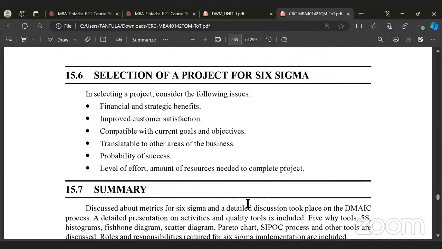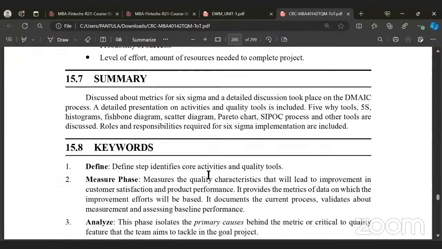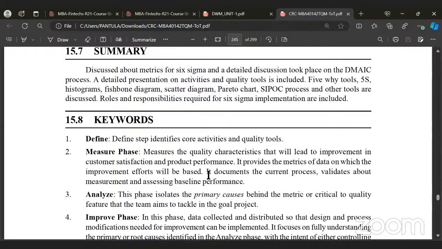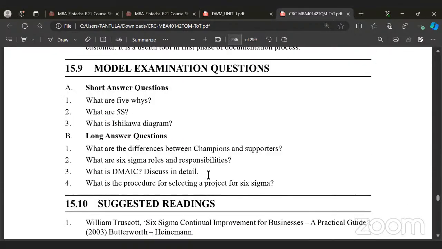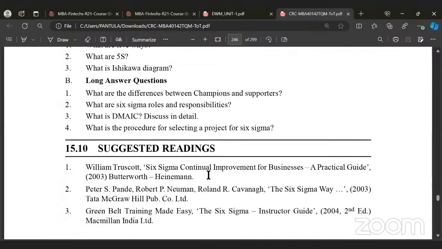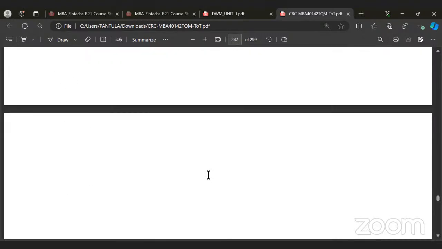Then selection of a project for Six Sigma. Here: financial and strategic benefits, improved customer satisfaction, alignment with current goals and objectives, translating to the business, probability of success, level of effort, and amount of resources required. Let me sum this up: the define phase with its goals, measurement phase, control phase and so on. For the next module, you can read the model question papers.